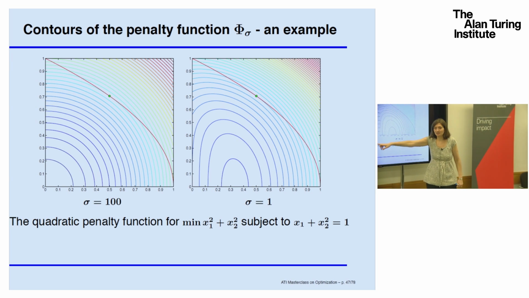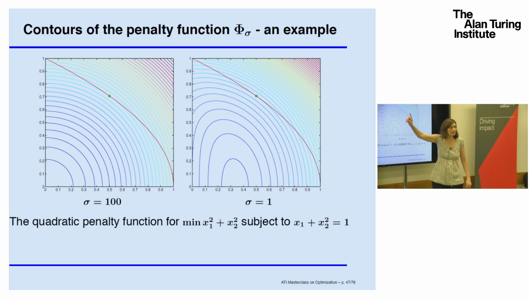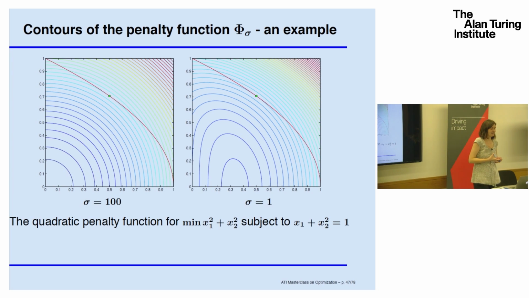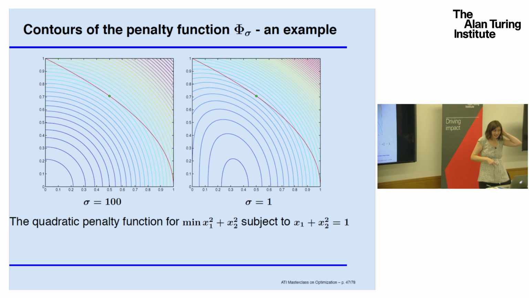Sigma equals 100. Yes? Is the feasibility condition satisfied by the positivity of the multipliers? No, because I'm trying to satisfy KKT. So that's what I'm trying to get. So in the limit, yes, but here, for equality constraints, I don't have that.